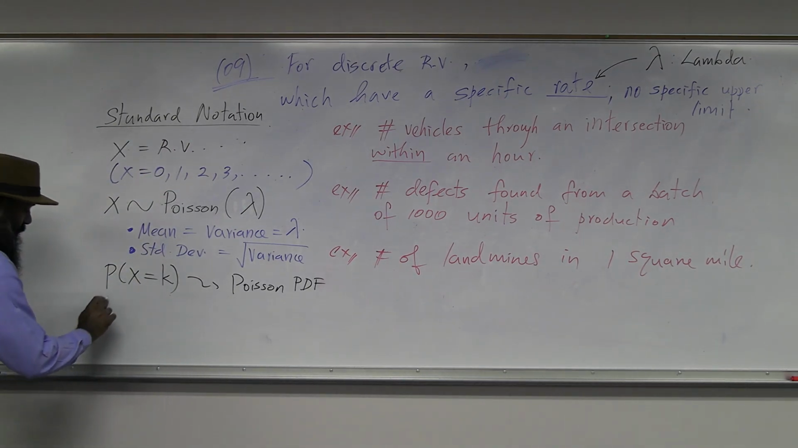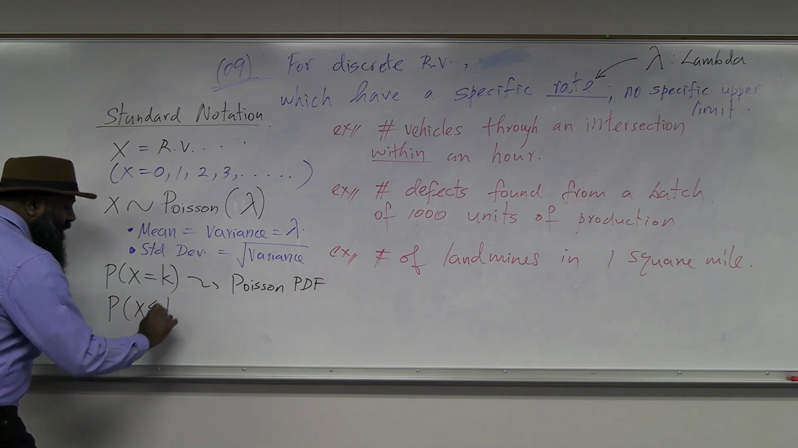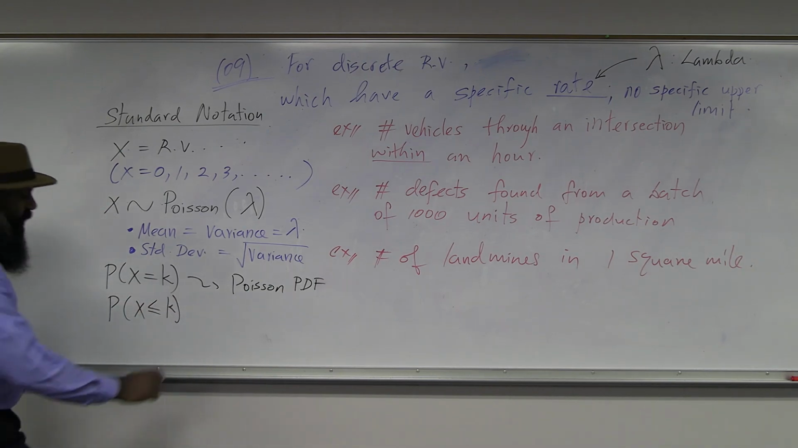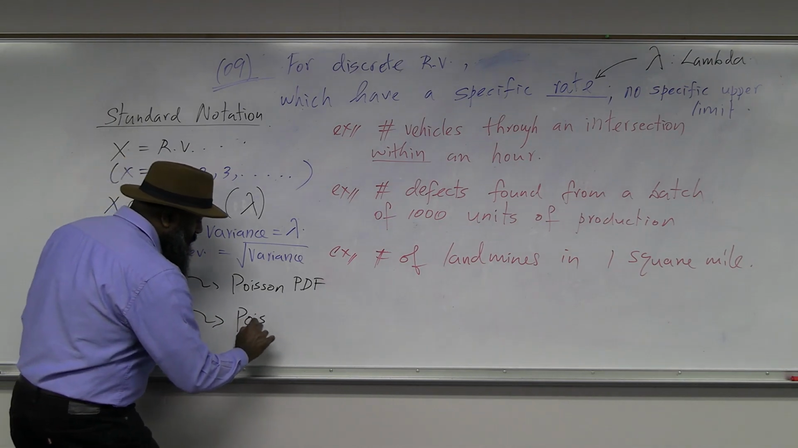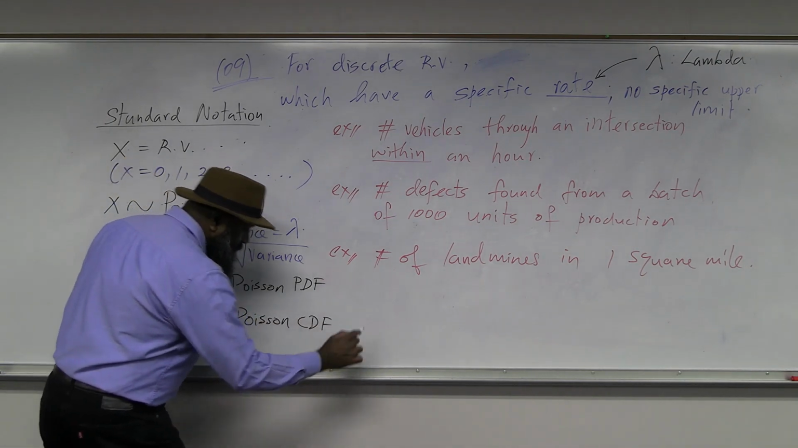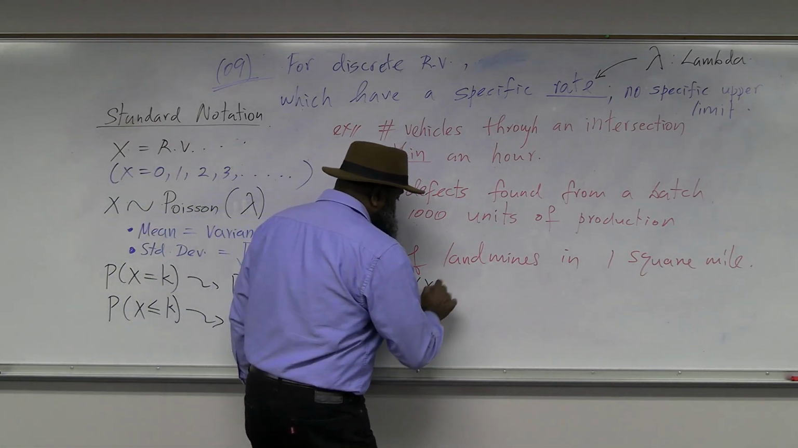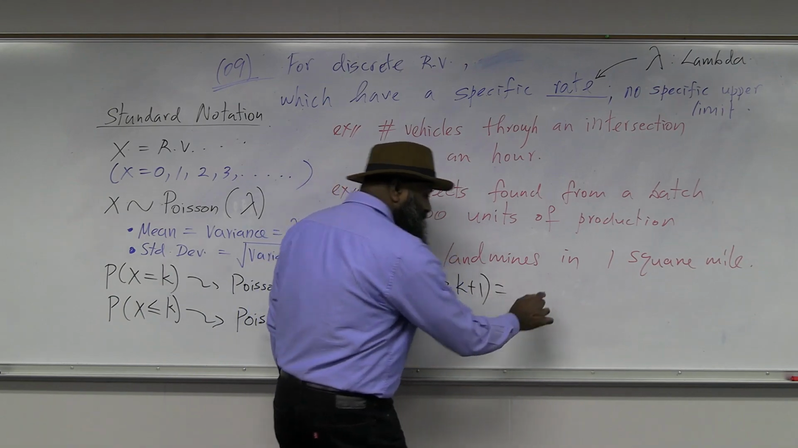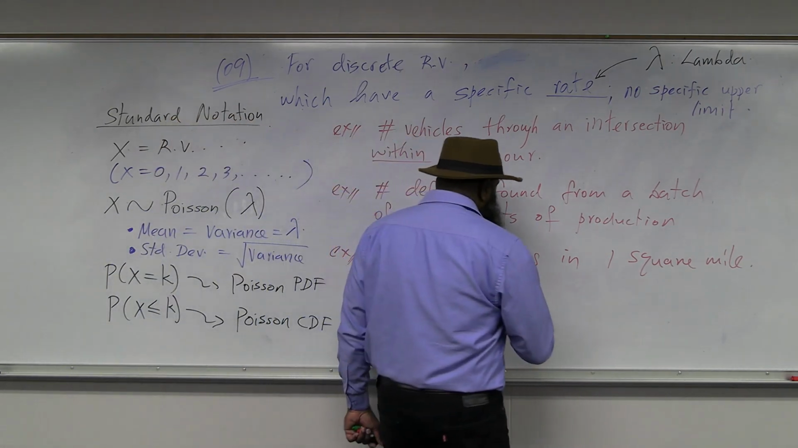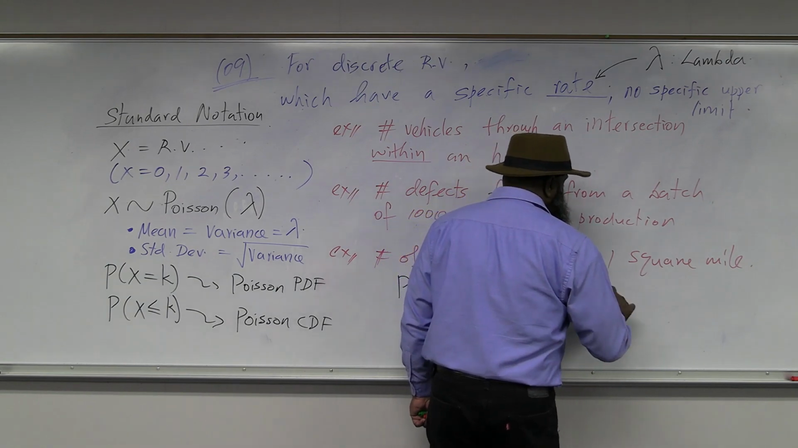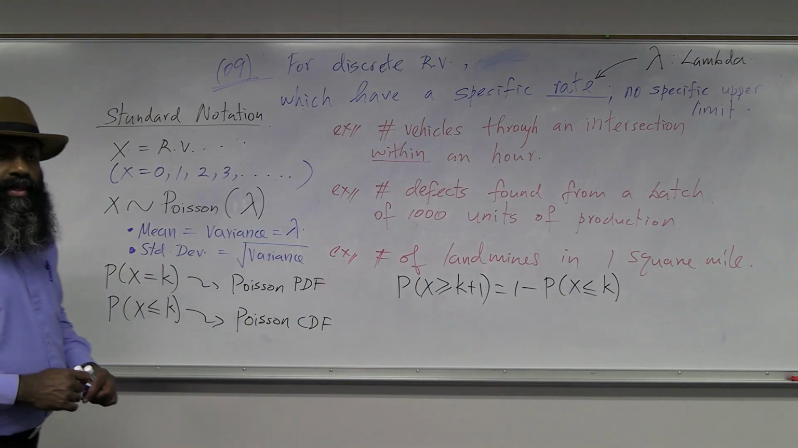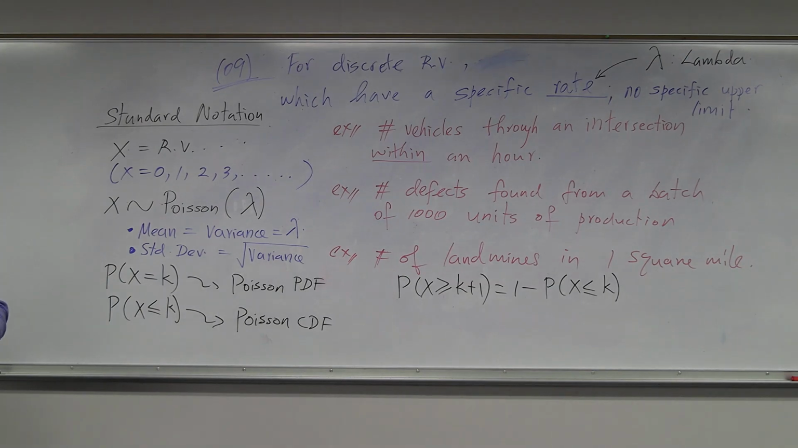And if you have to find a probability such as x is lesser than or equal to k, then you have to use Poisson CDF. And if you have to find a probability such as x is greater than or equal to k plus 1, we have to use the identity 1 minus probability x is lesser than or equal to k. That's because x is a discrete kind of variable. I will also give you the equation that your calculator uses in order to find these kinds of probabilities.